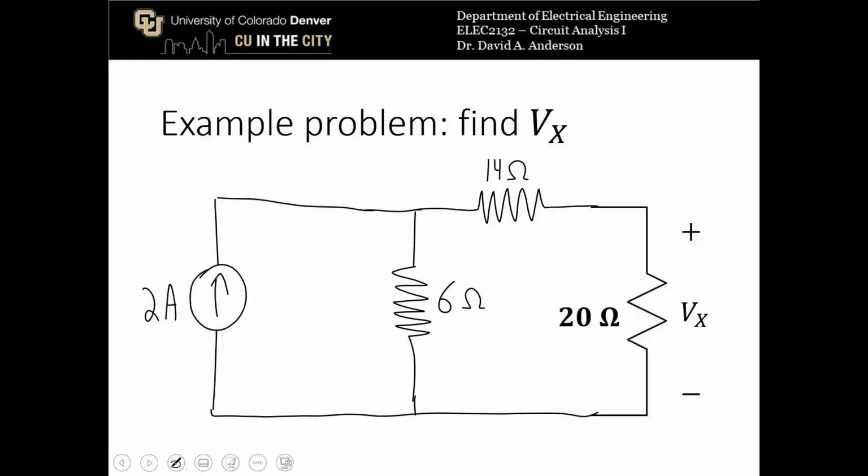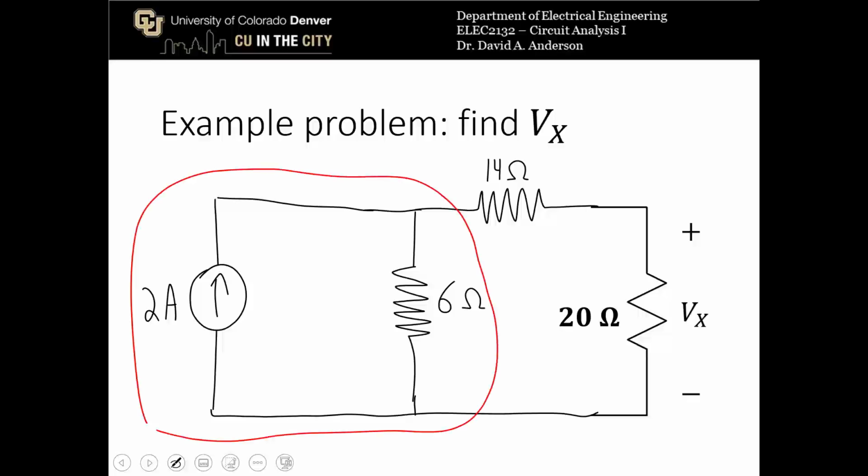So now I can source transform back after combining those resistors. This is a practical current source and can be transformed back into a practical voltage source by saying that V sub S will equal I sub S times R sub S, which is 2 amps times 6 ohms, equaling 12 volts.